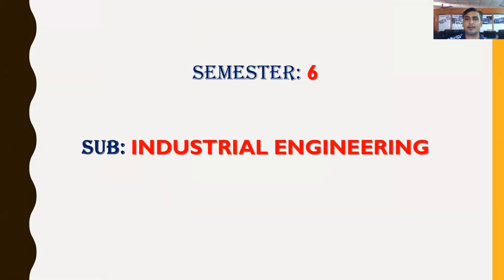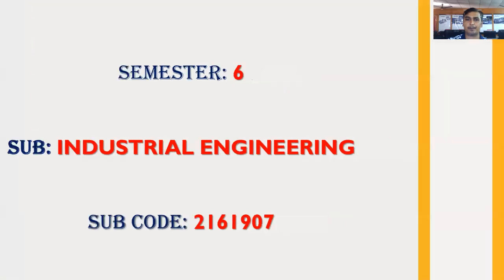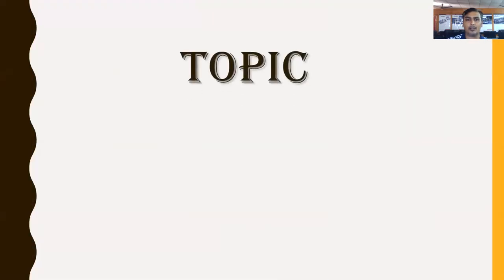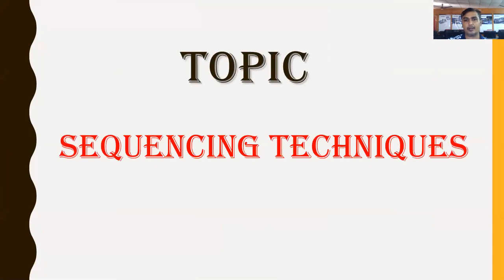Today, we discuss the sixth semester subject, Industrial Engineering, and the subject code is 2161907. Today, we discuss the sequencing technique, part 2. In part 1, we discussed it in a previous video. So today we discuss part 2.